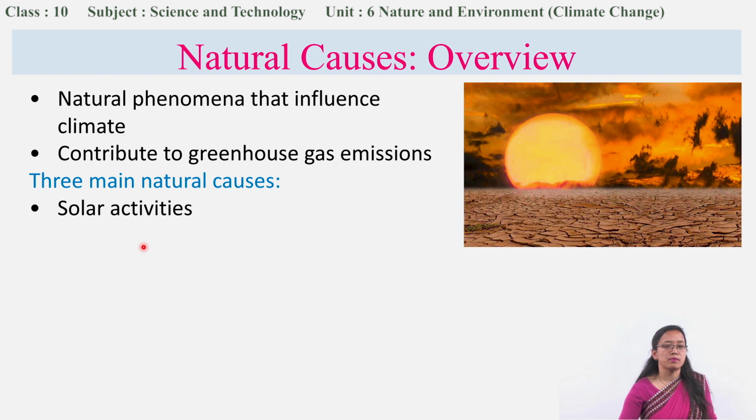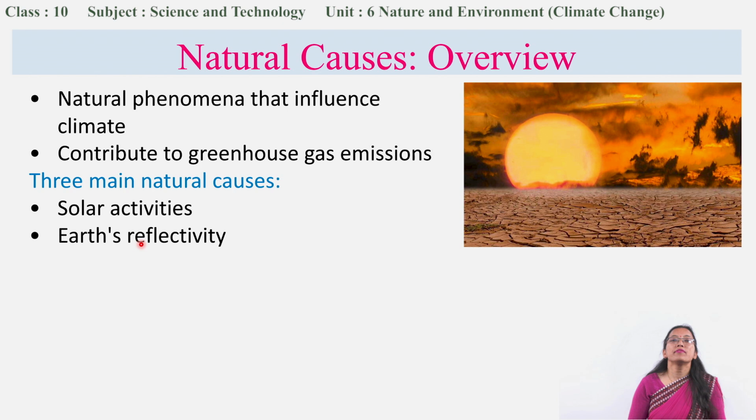Solar activities. What are solar activities? Why do we need the sun? Yes, from the sun we get solar energy. The main source of energy for the earth is the sun. Every day it is providing energy in the form of heat and light. But sometimes due to different activities occurring in the sun, it directly affects the climate of the earth also. How it will have effect, we will discuss later.